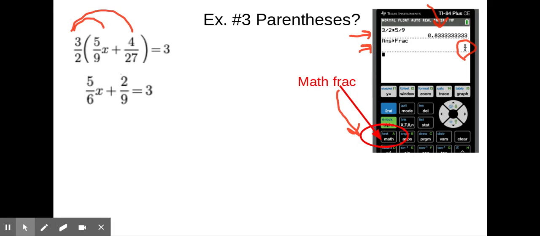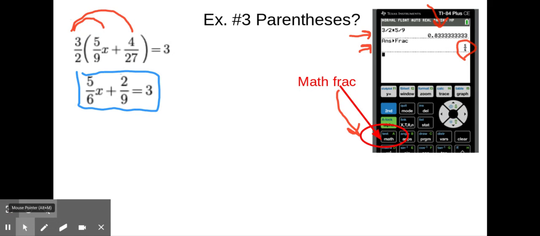You have 5/6, so now you have 5/6 x. We do that again with 3/2 times 2/9. 3/2 times 4/27, and you'll end up with 2/9. So here, we end up with a nice clean problem, and we solve it just as we did the others.